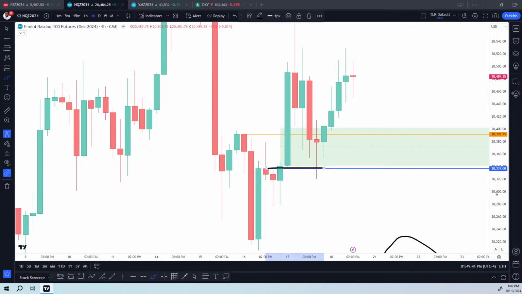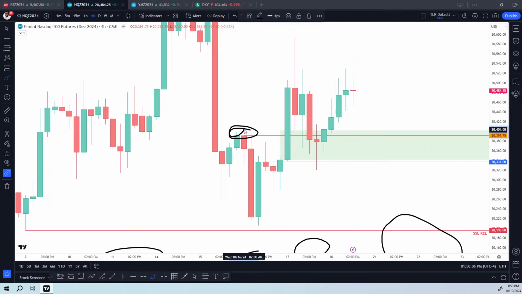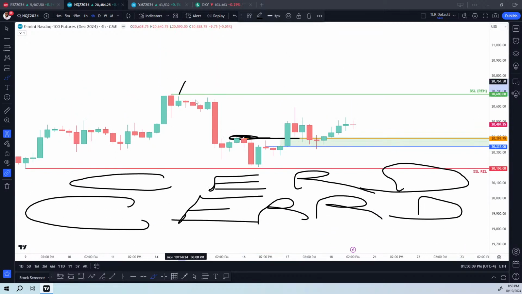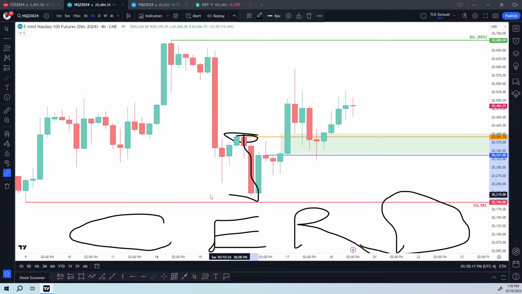This 20,337 even, that's the change in state of delivery. So if you're looking, what price can I buy? 20,337 even. Put your stop there. What price can I buy? 20,391.75. Put your stop there. Okay, so that's why that's your change in the state of delivery. That's your change in state of delivery for the overall move. This is your change in the state of delivery there, because this is when we took the liquidity and then we blast off there.